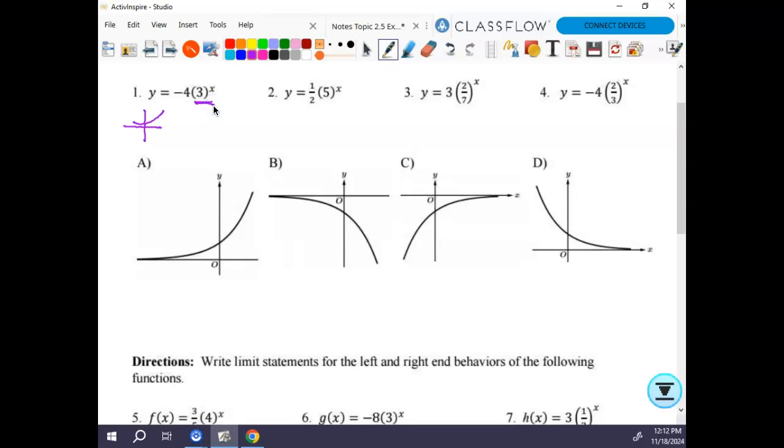Then because I have that negative 4, that means it's going to reflect in the x-axis, so it's going to end up looking like that. And then that matches B, so I would say this one would be B. I sketched those out even for myself on the top of my paper when I did this, because they all kind of look the same, it's easy to mix it up.